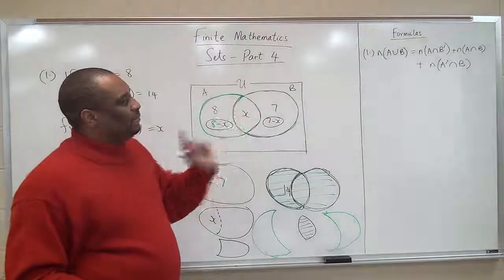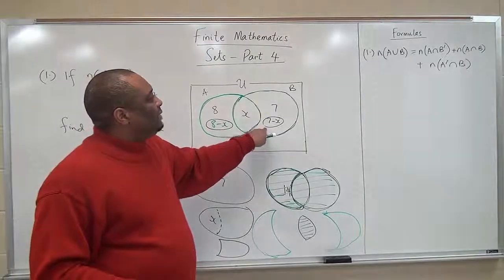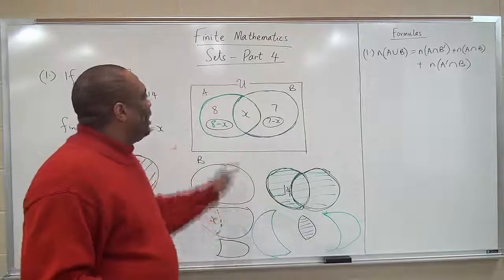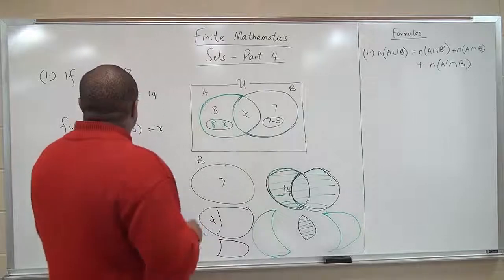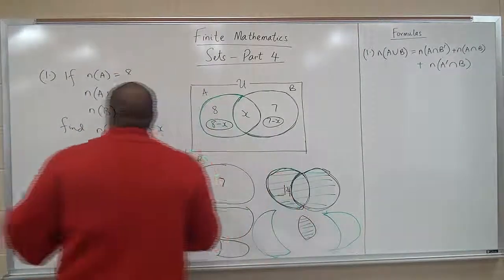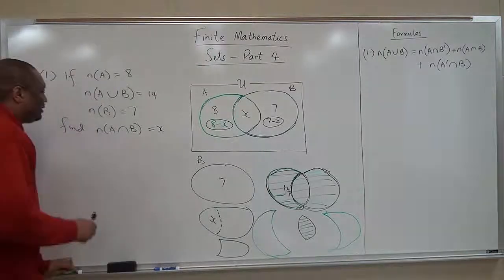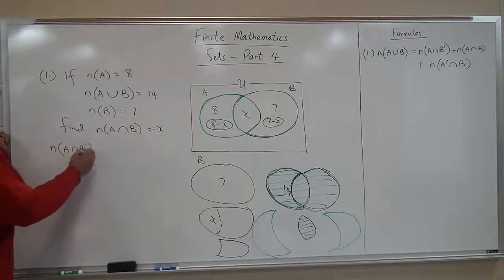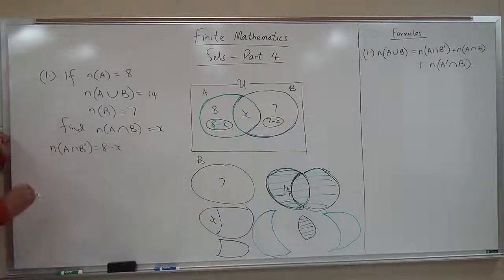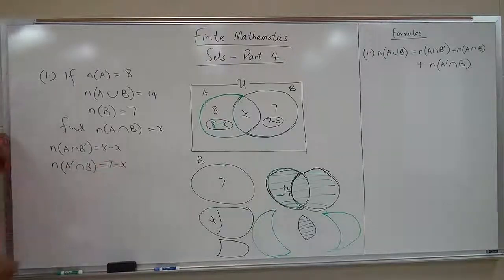Cardinality of A intersect B prime plus cardinality of A intersect B plus cardinality of A prime intersect B. That will give you the cardinality of A union B. So take note of that. It's important. Now let's go ahead and solve this. What we now see is that cardinality of A intersect B prime is 8 minus x. Cardinality of A prime intersect B is 7 minus x.